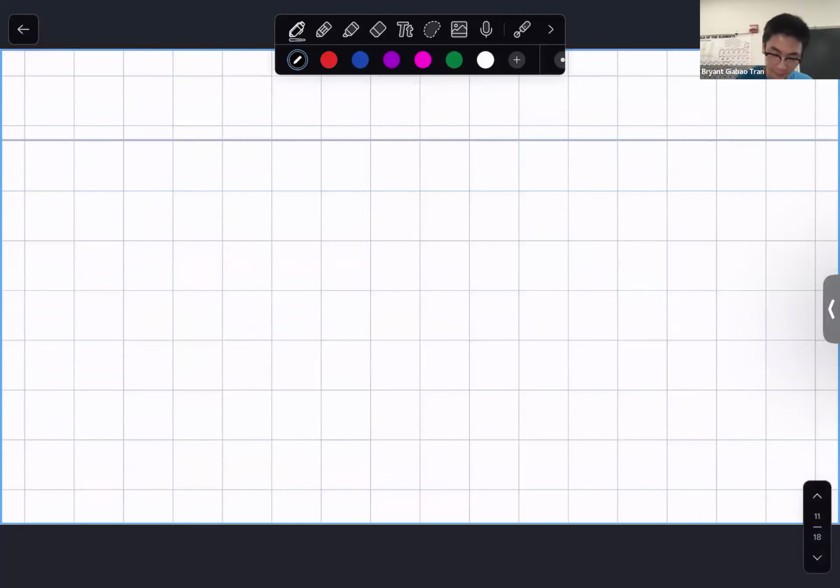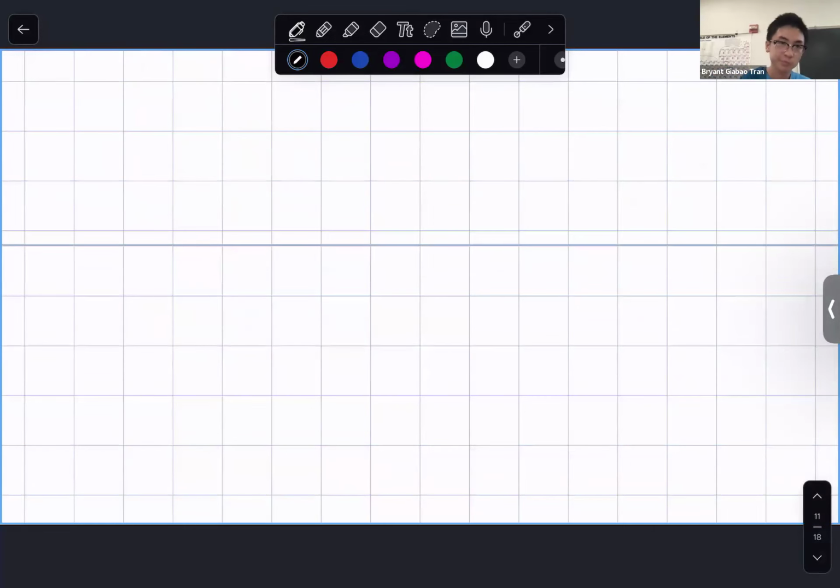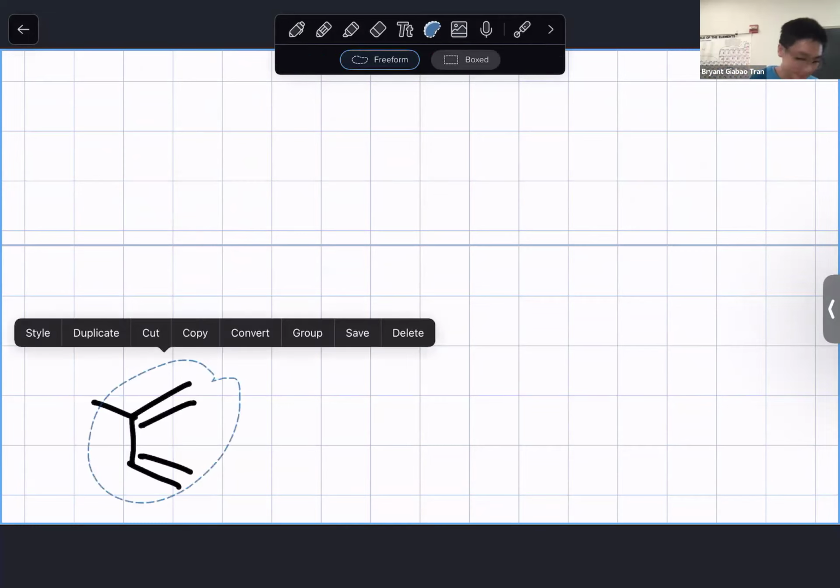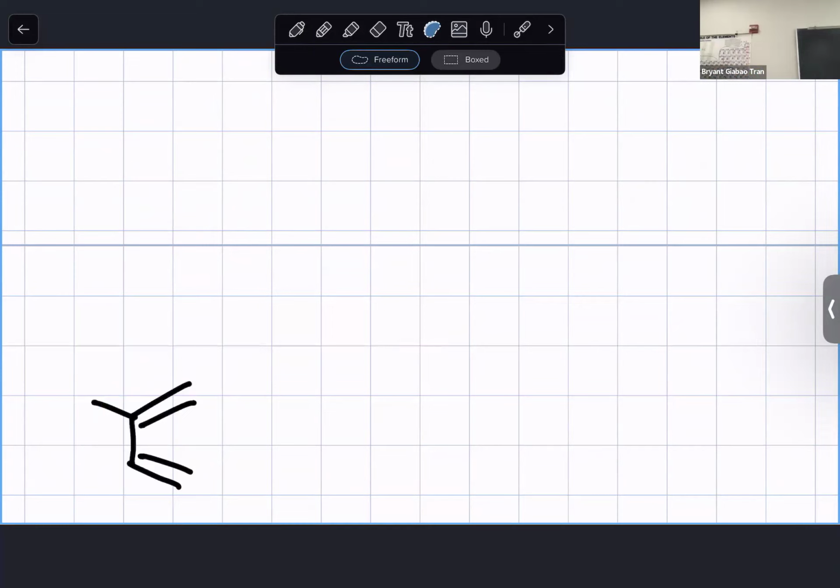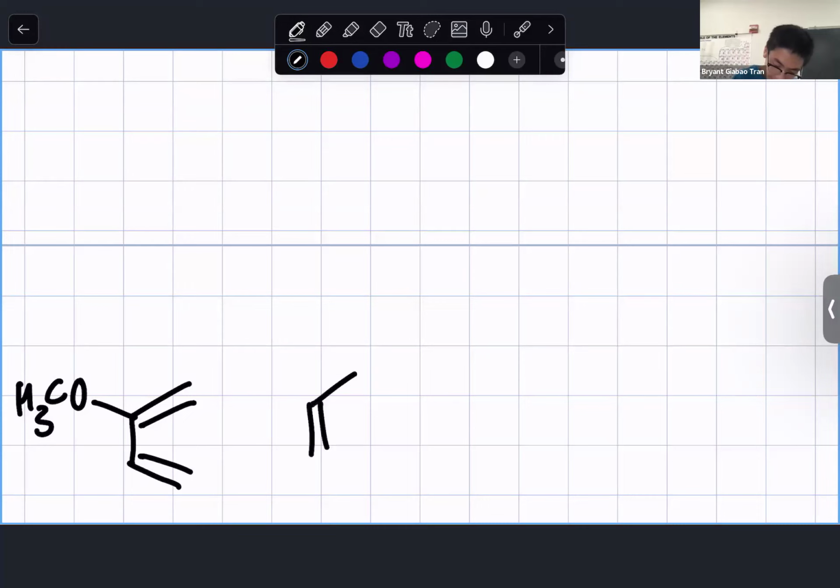Let's look at another example where the diene has an EDG on that carbon instead. We've been seeing examples where the EDG is on the top or bottom carbon, but let's say we had an EDG on the middle carbon. And let's say we have this EWG here.